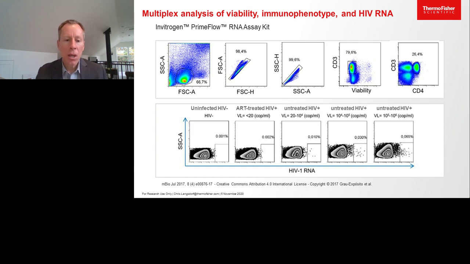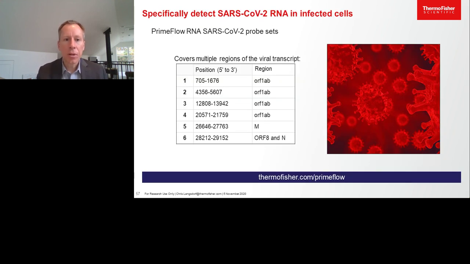Now with PrimeFlow, there are thousands of different targets available off the shelf, and one of the newest is to specifically detect the SARS-CoV-2 RNA in infected cells. So we recently released a probe set specific to this that covers multiple regions of the SARS-CoV-2 transcript. So there's a link here at the bottom that will direct you to that. But we find this is a very powerful method to characterize the interaction of viruses with host cells.